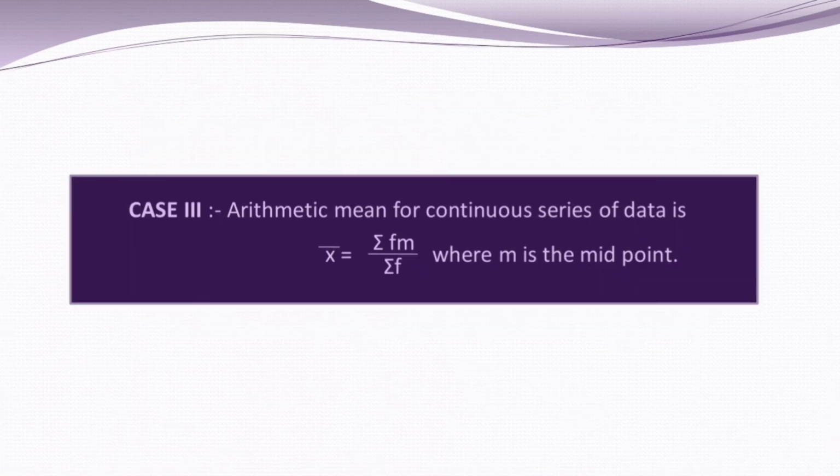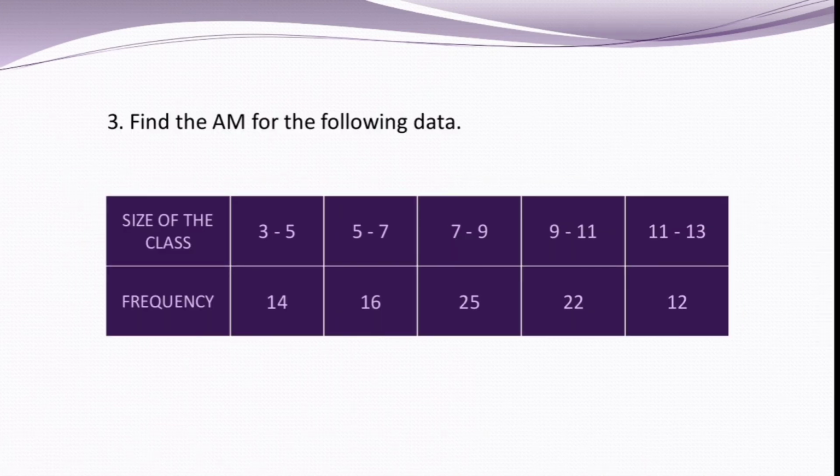Now let us see about case 3. Arithmetic mean for continuous series of data is calculated by the below formula. X bar is equal to sigma fm by sigma f, where m is the midpoint. Let us see an example problem. Here the question is, find the arithmetic mean for the following data.